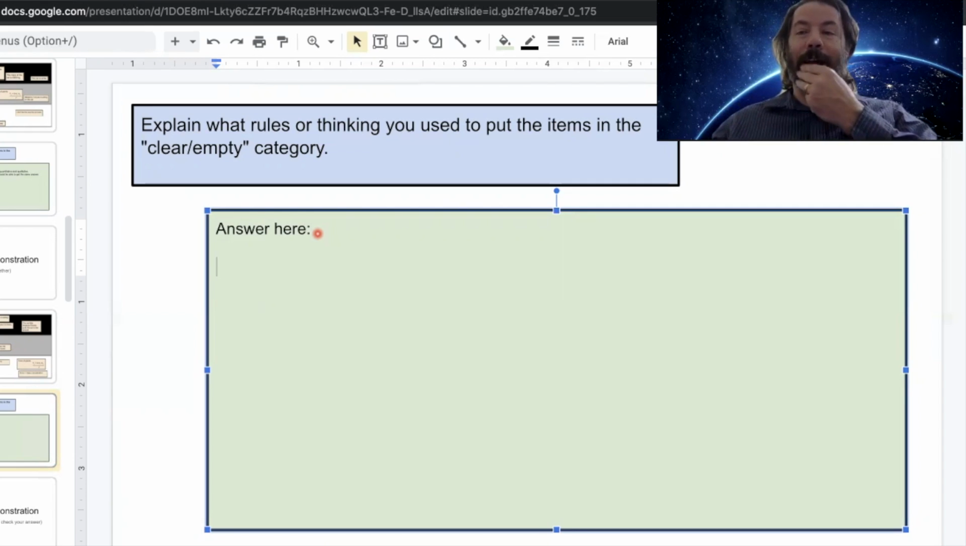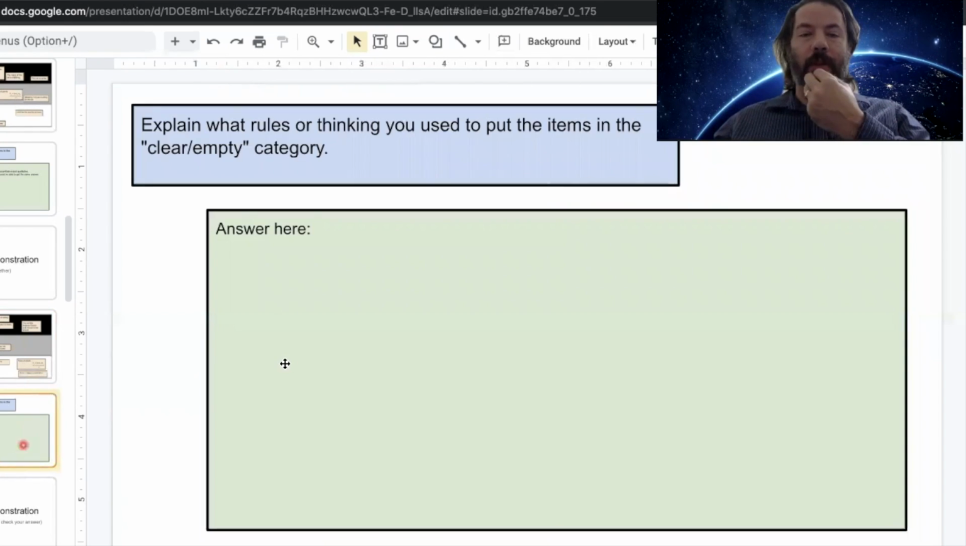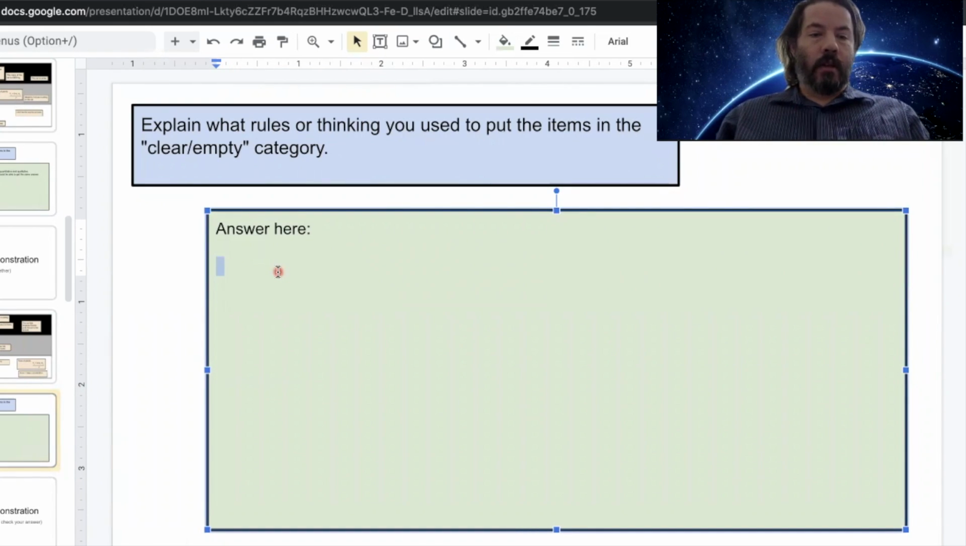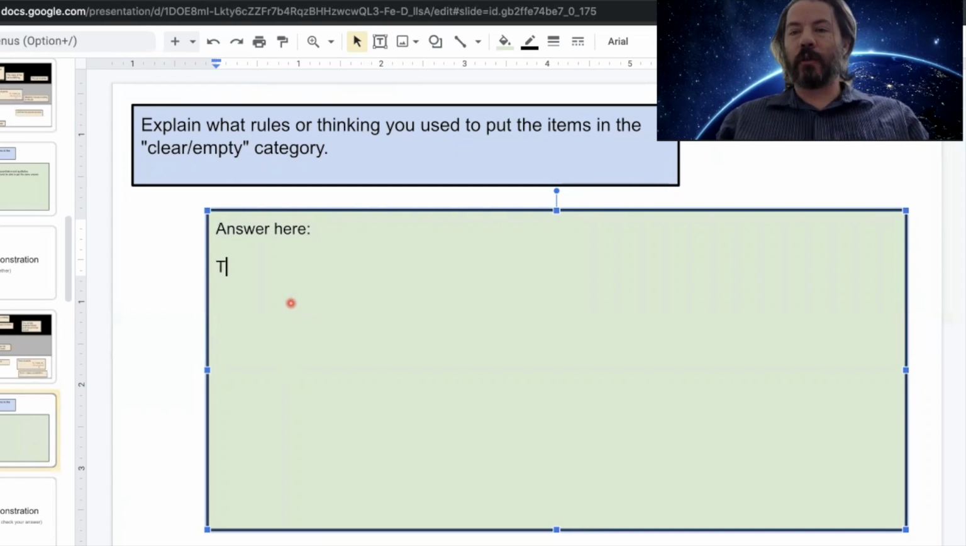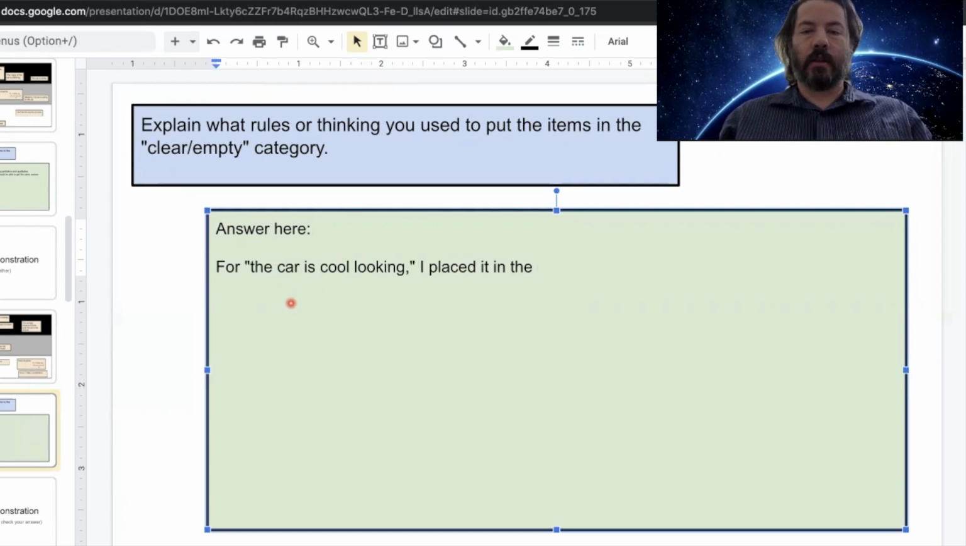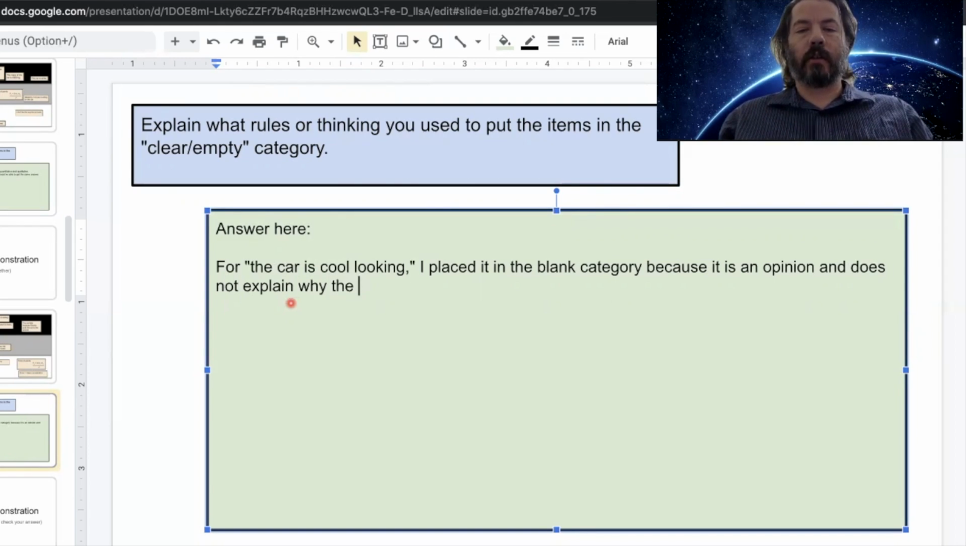Okay, welcome back. Let's take a look at what I think, why I think we put those down there. So first, I'm going to do what I think is easy. Let's do the car is cool looking. So you should try to use complete sentences. For the car is cool looking, I placed it in the blank category because it is an opinion and does not explain why the car fell.